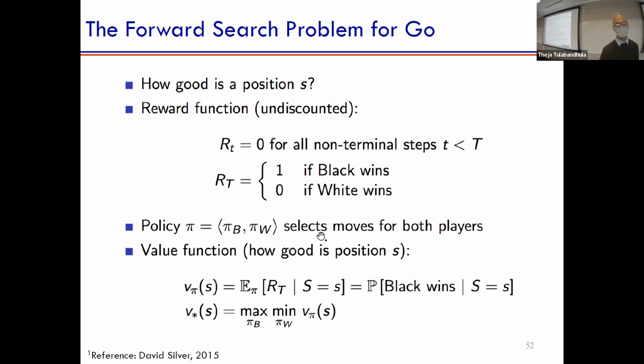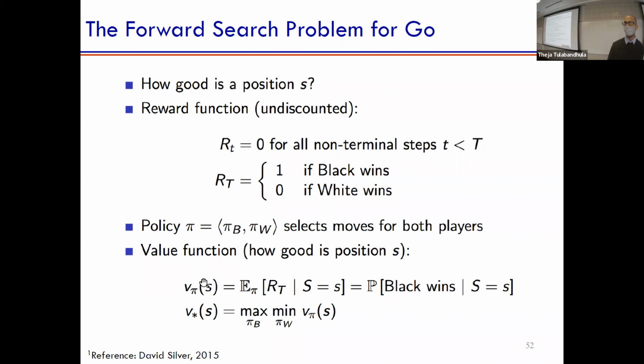Okay, it's just the moves of both players. If you're given a policy pi, you can find the expected value of RT, starting from a given position, followed by the black player and followed by the white player. This expectation is nothing but the probability that black wins given the starting state under this policy. That is the value of being in that state.